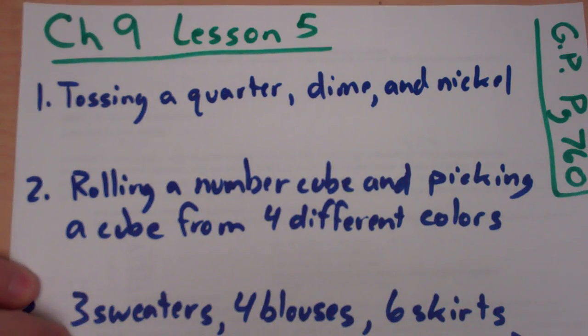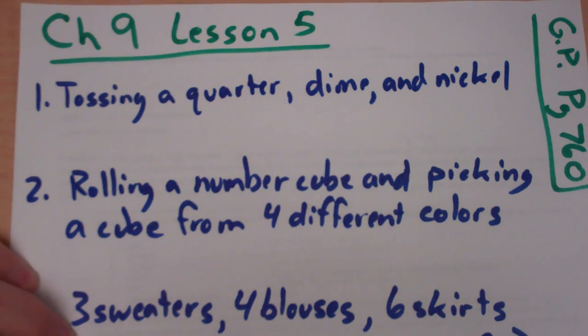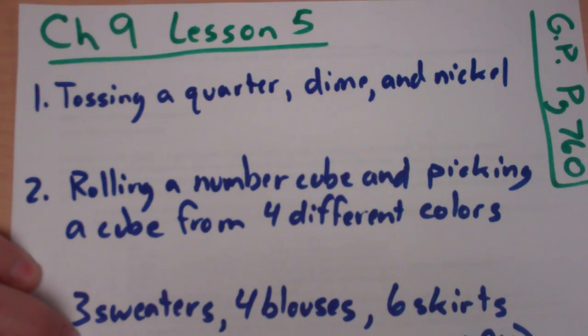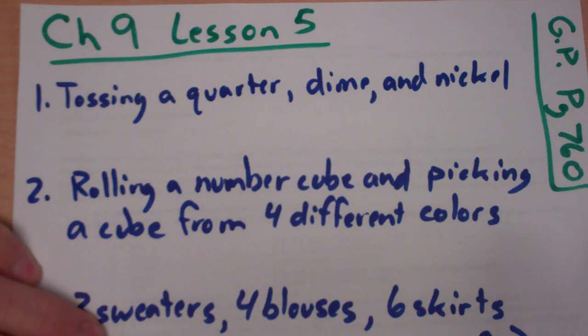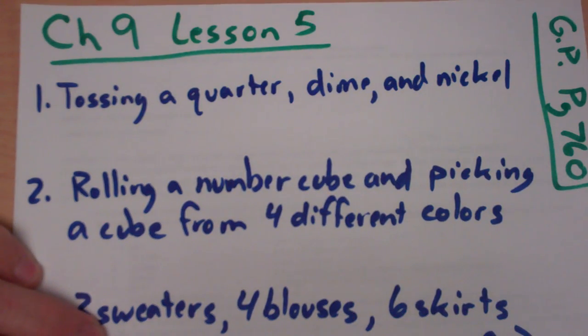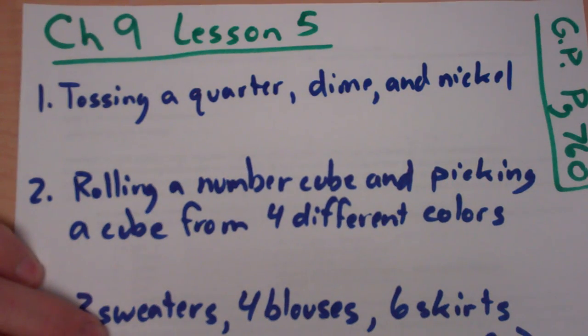Alright, this is Chapter 9, Lesson 5. We're doing guided practice off of page 760. This is about the fundamental counting principle, which most of the time we just call the counting principle. It helps you find the number of outcomes without drawing a tree diagram or without making an organized list.